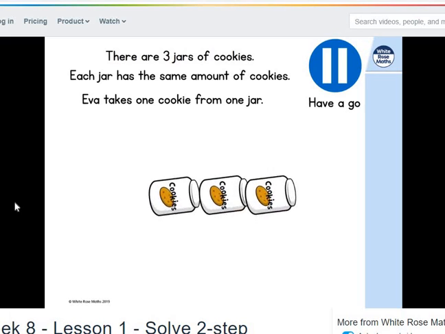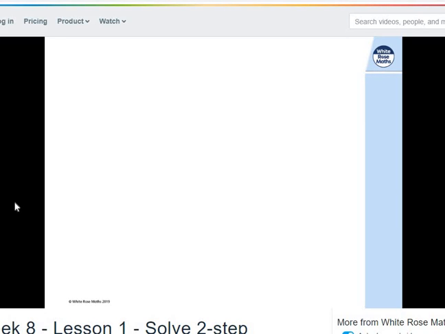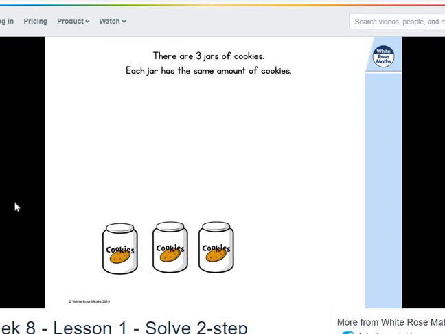So, let's visualise that problem. Let's empty out our cookies for a start. And there's our 11. Maybe that helps you visualise how many were in each jar. Let's think about representing this problem though. So, we're going to represent the amount of cookies in each jar with the letter x. And we can say it's 3x because each jar's got the same amount of cookies in it.